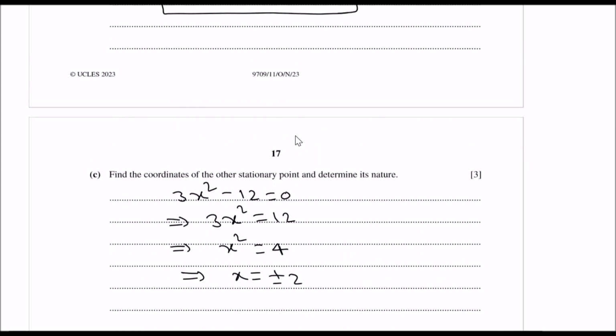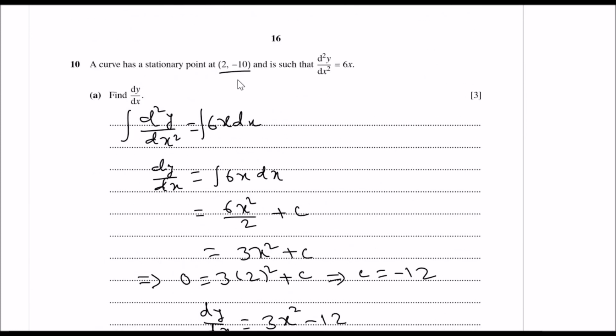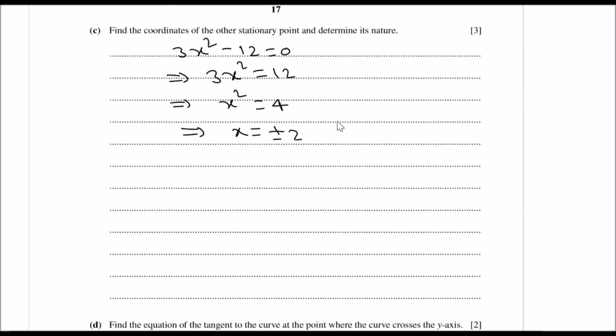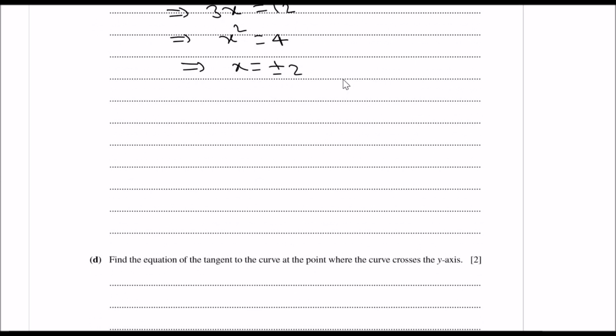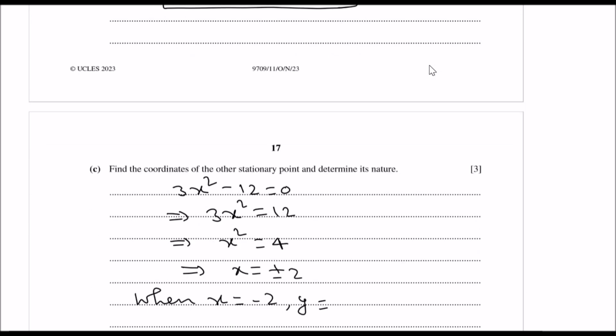See, for one point already given, that is positive 2, they have given the y value, right? So one stationary point given, there are two stationary points, so another stationary point will be with negative 2. So we don't need to find for positive 2, because that is already given. So when x equal to minus 2, y equal to, let us put in y equal to x cube minus 12x plus 6.